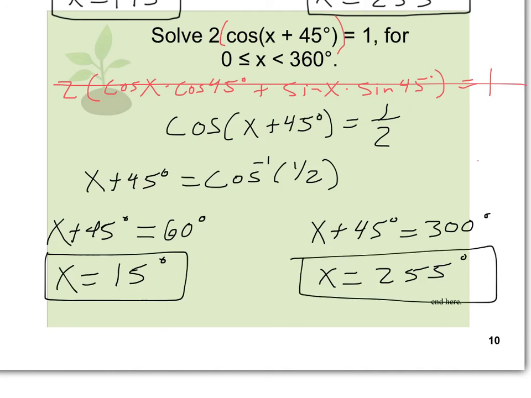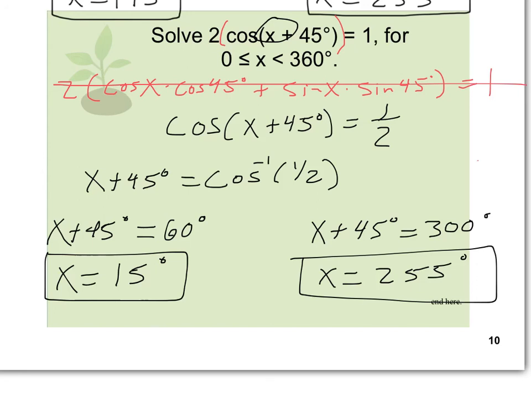And we should check here to see if there's other solutions. Although this graph has been shifted horizontally, the period hasn't been changed. Nothing has been multiplied with x, which means it's 360. I've got my two solutions, and when the period hasn't been changed, I can get a maximum of 2. So these are the only two, and that's all.